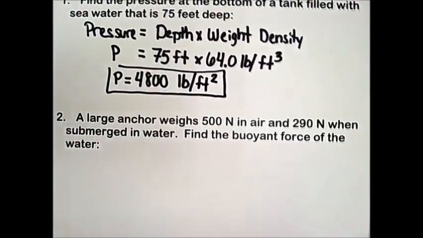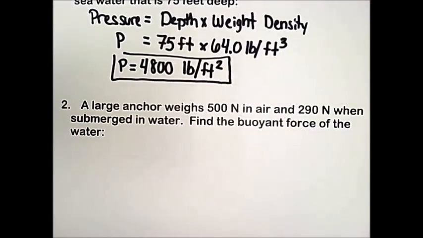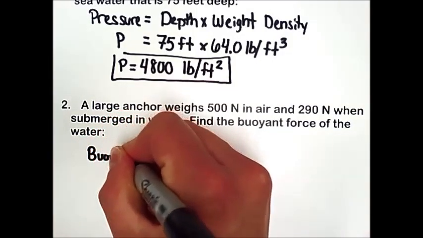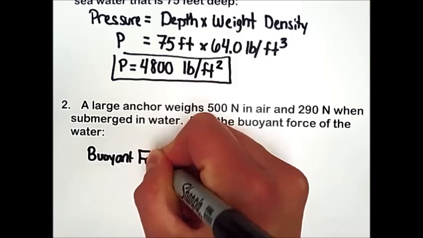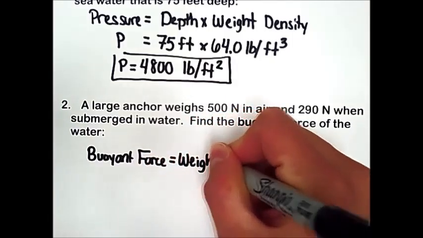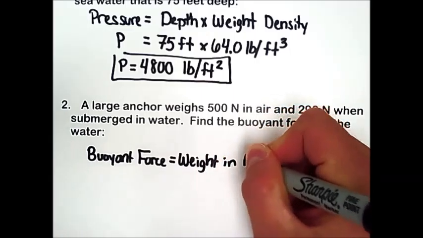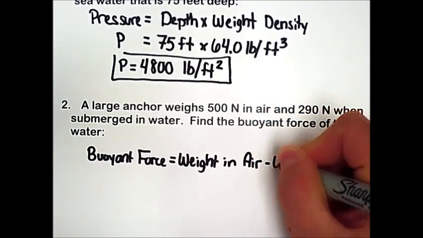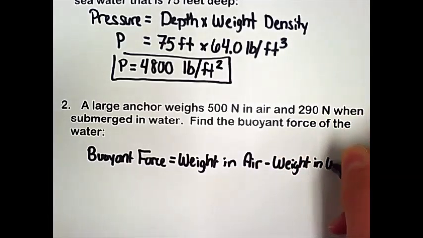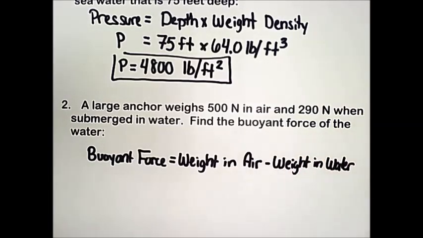Number 2. A large anchor weighs 500 newtons in air and 290 newtons when submerged in water. Find the buoyant force of the water. In this problem, our buoyant force is equal to the weight in air minus the weight in water.